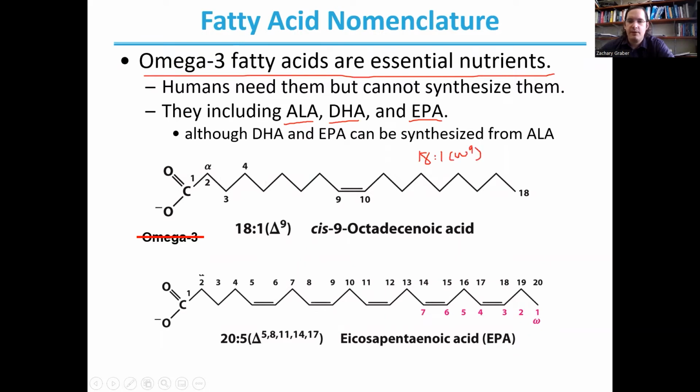If we compare that to our EPA here, so again, our omega numbering is starting from the end of our carbon chain, not our carboxylic acid, and we see our first double bond is at the third carbon, so this would be an omega-3 fatty acid. So that omega-3, or you might have heard of omega-6 fatty acids, it's just about where our double bond is positioned relative to the end of our carbon chain.